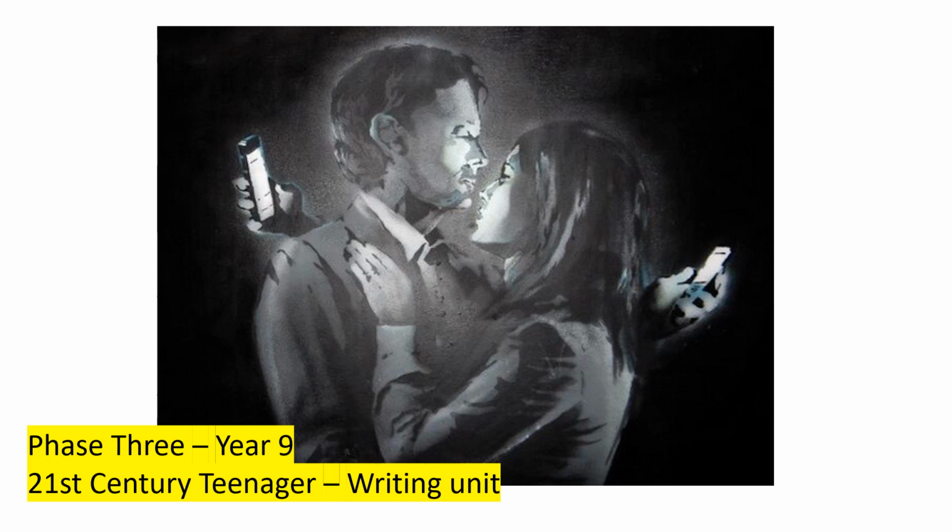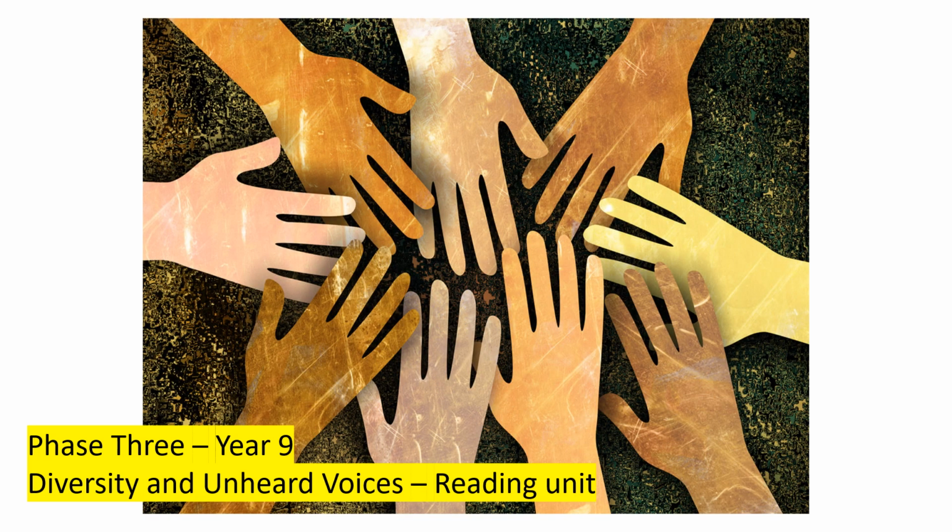You'll then progress to study in Year 9 the 21st Century Teenager unit, which is a writing unit. In this unit, you'll be writing articles and speeches about issues that impact students today. Then in Year 9, you'll study the Diversity and Unheard Voices unit, which is a reading unit. In that unit, you'll look at different extracts and speeches and poems from a range of diverse voices across the world, and then you'll be analysing them and writing about them.